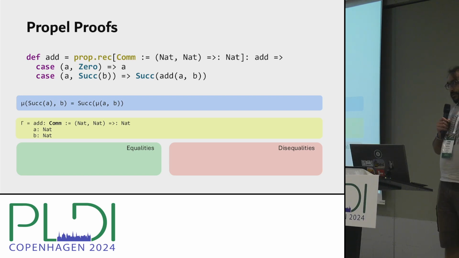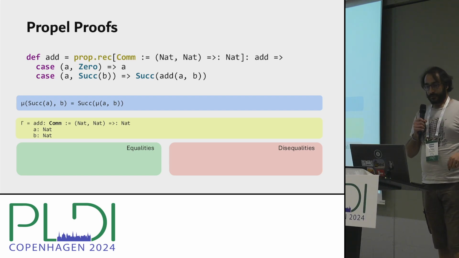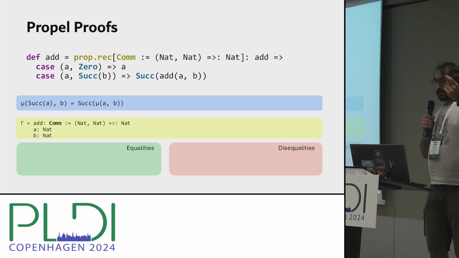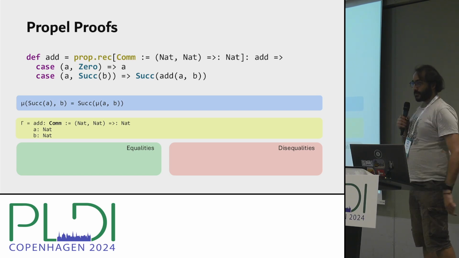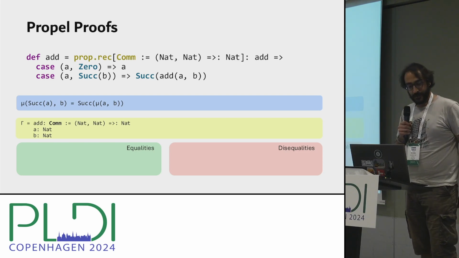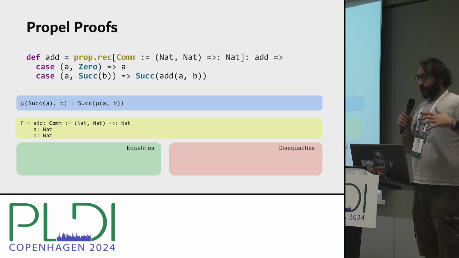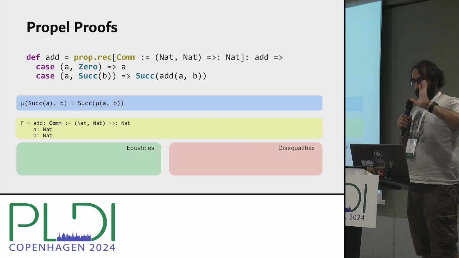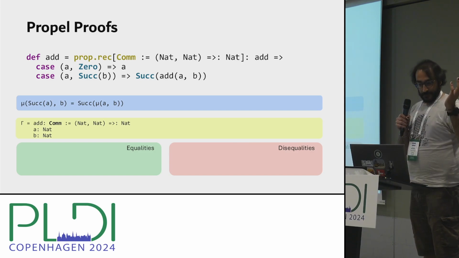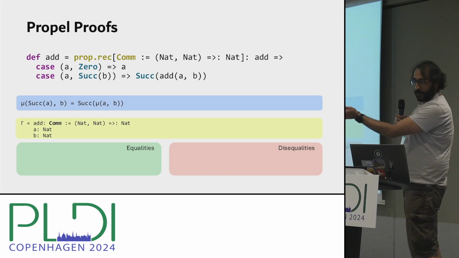We don't have knowledge of recursion. So whenever you see add again, it doesn't know that add means this function. It's just a symbol at this point. Anyways, what Propel really loves are these case analyses. It will just consume them and digest them. And it sees two of them, one on the left, one on the right.